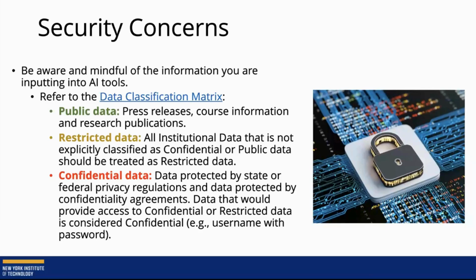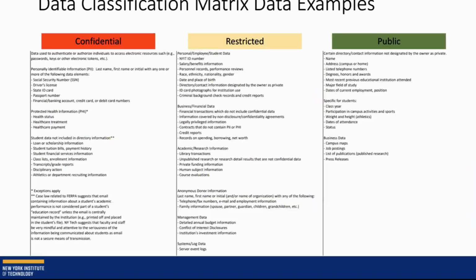Always refer to the data classification matrix and what is considered public data, restricted data, and confidential data. This is an example of the matrix. As you can see, public information would be name, address, telephone numbers, anything that could be found easily online. Restricted information includes your ID number, date and place of birth, credit reports, and then confidential is social security number, driver's license, anything like that.